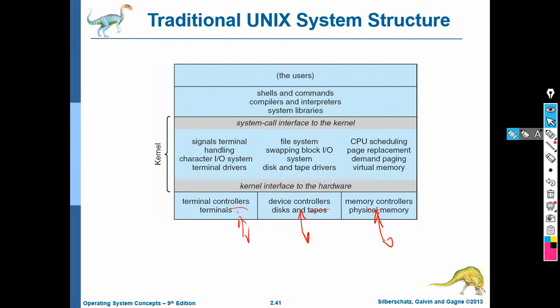Then you find a kernel. This is a kernel interface to the hardware, right? Above which you find the signals, terminal handling, I/O system, device drivers, disk and tape drivers, CPU scheduling, page replacement algorithm, demand paging, virtual memory for memory management, and above which you can find the system call interface to the kernel. Then above which you find the shell commands, compiler interface. They are said to be the APIs from the user point of view. Then you find the users, right?